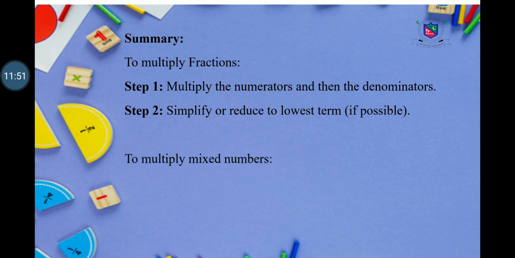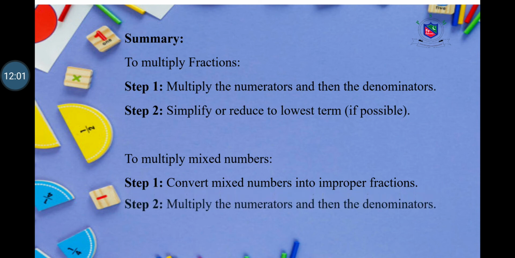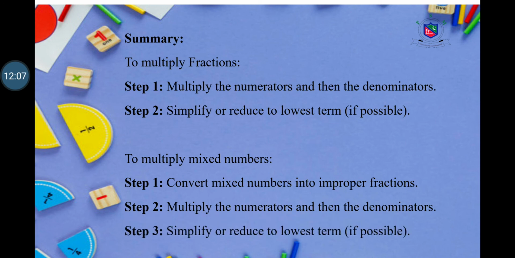And if we have mixed numbers, then what to do? First of all, we have to convert the mixed numbers into improper fractions, and then we have to multiply the numerators and then the denominators. And at the end, we have to simplify or reduce these to the lowest term if possible.